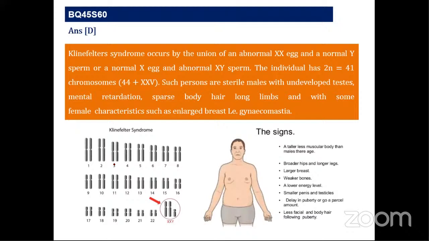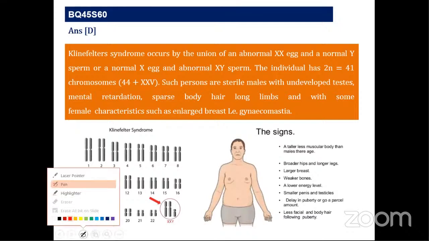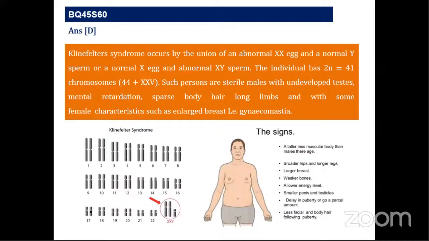Right? See, Klinefelter's syndrome. How does it occur? These disorders like Down syndrome, Klinefelter syndrome, and Turner syndrome are all occurring as a result of non-disjunction of chromosomes. Somewhere, this non-disjunction of the chromosome is happening. So Klinefelter's syndrome occurs by an abnormal XX egg and a normal Y sperm.